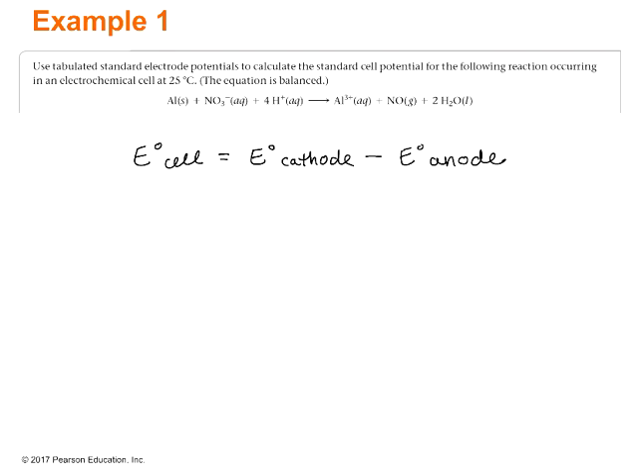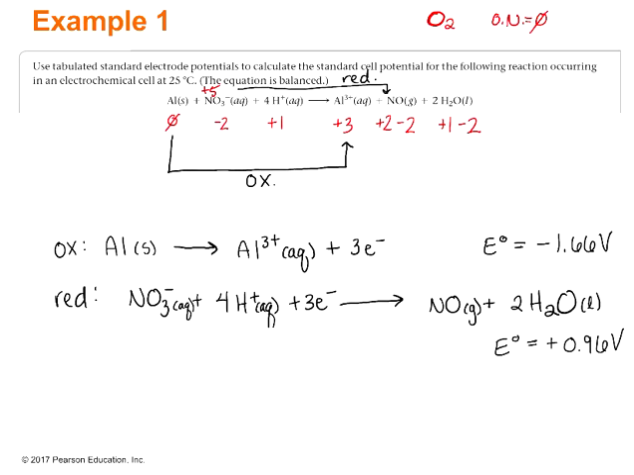Okay, so let's go back and figure out which half reaction would be the cathode and which one would be the anode. We said that aluminum is being oxidized. So is that the cathode or the anode? That's the anode. Remember, the two vowels go together. And what about our nitrate and hydrogen ion half reaction? That's undergoing reduction. So is that the anode or the cathode? The cathode.